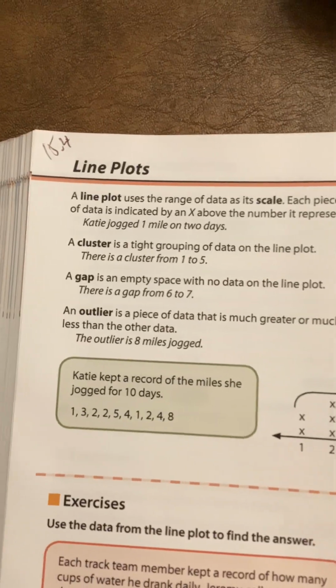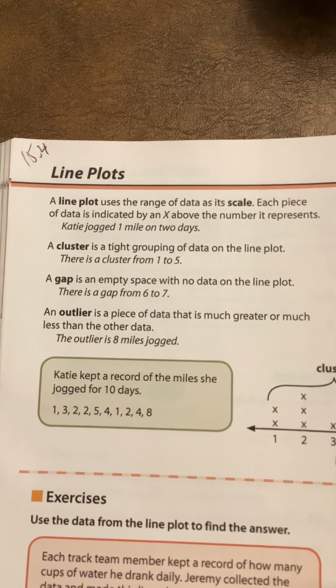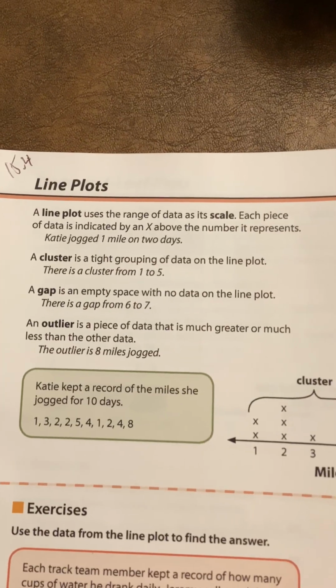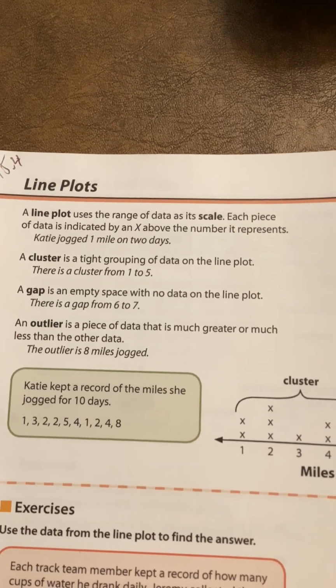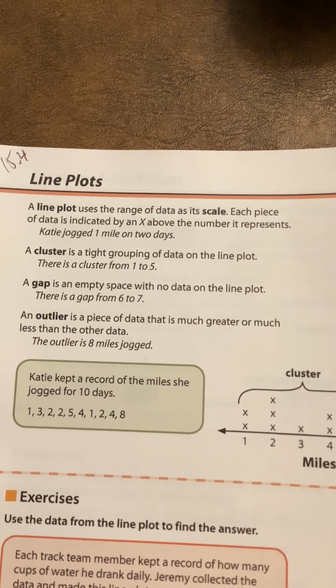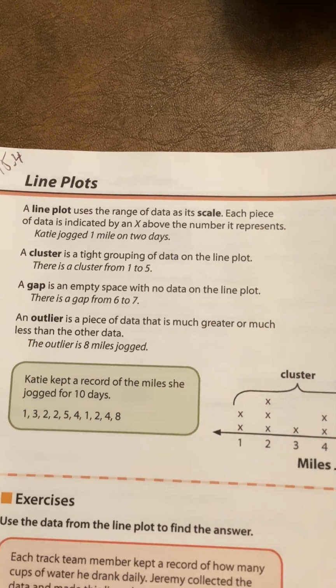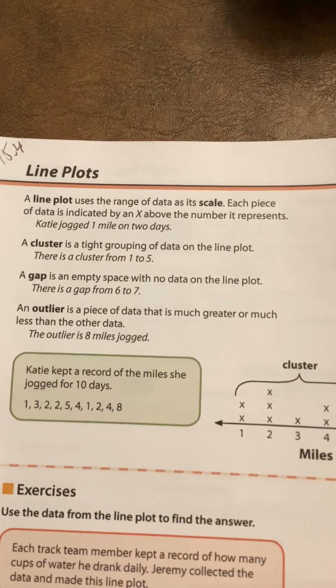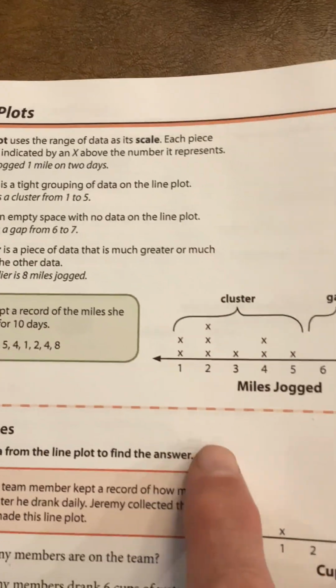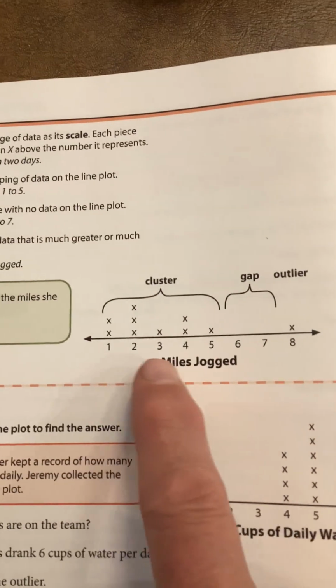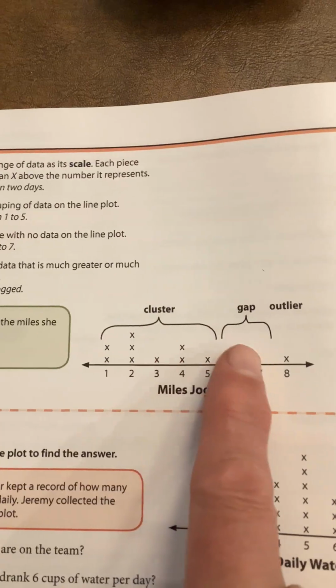Chapter 15.4, line plots. Line plots are used to arrange data. A line plot uses the range of data as its scale. You just put an X or a dot, so it's just X's or dots above a number line.